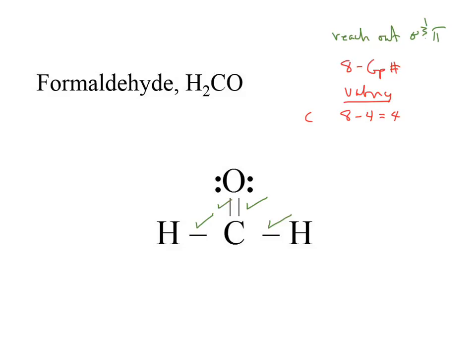Let's pick on oxygen. So for oxygen, we're going to take 8 minus its group number. Its group number is 6A, so 8 minus 6 is 2. So we expect oxygen to reach out sigma and pi bonds twice. So over here, we got 1 sigma bond, 1 pi bond. So it is reaching out twice. So that's how that works.